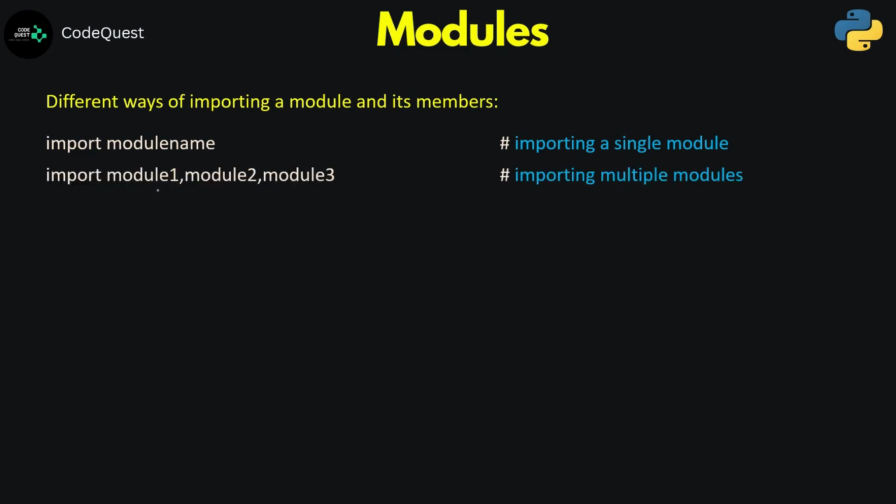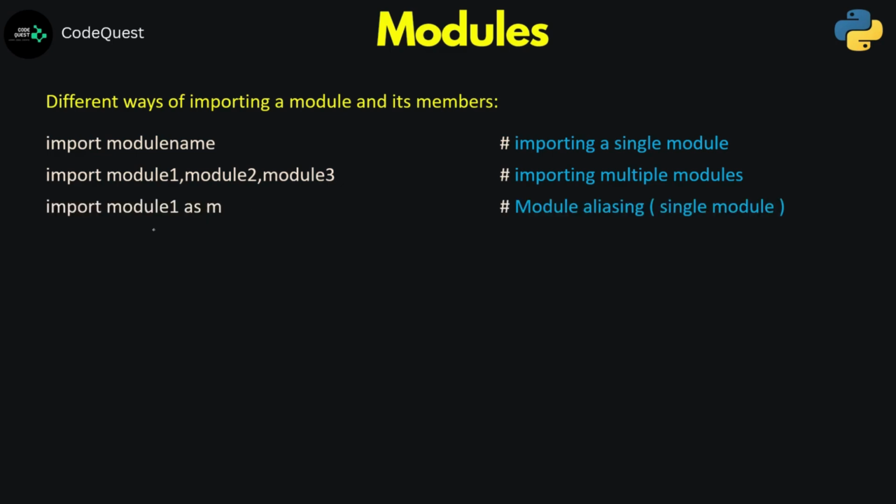Now secondly, if you have multiple modules to be imported at once, that is also possible. The only thing you are supposed to do is write import followed by module 1, module 2, module 3. You can write any number of modules separated by a comma.